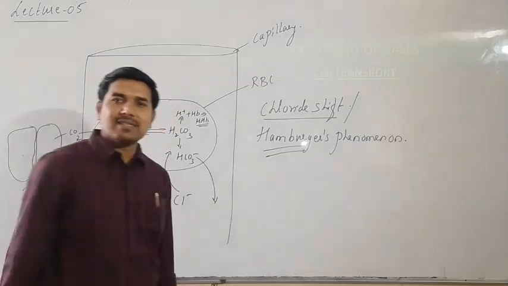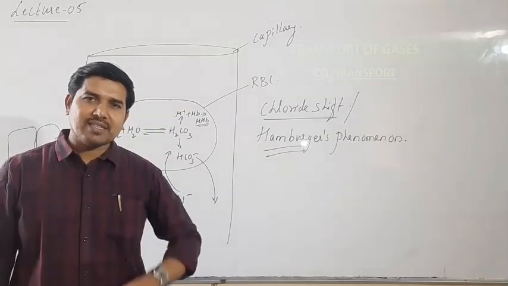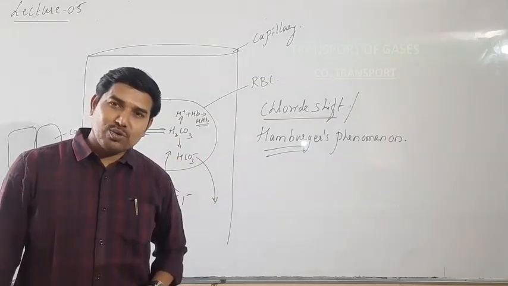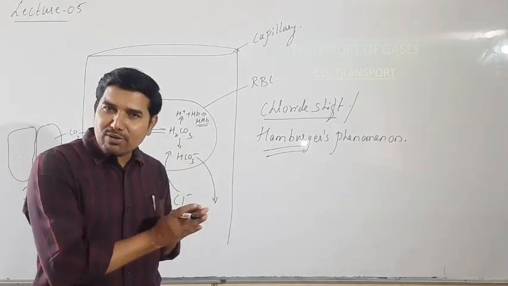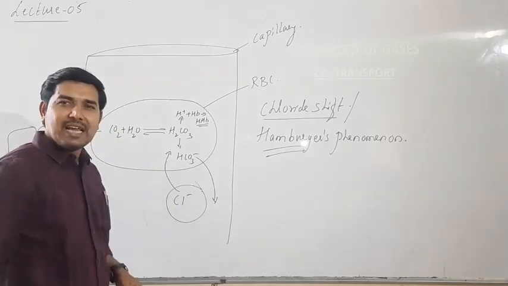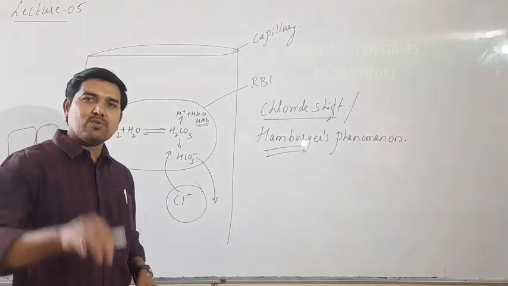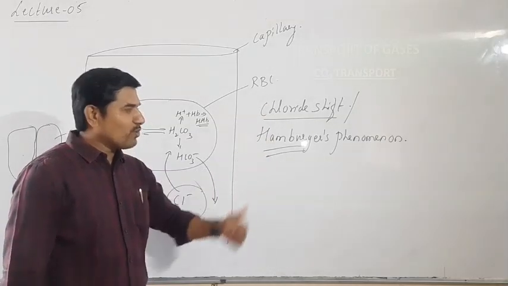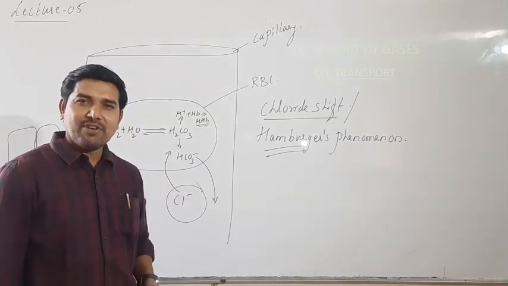Remember, this is the most important question which will be asked in the NEET part. Hamburger phenomenon is associated with which amongst the following ions? Remember, it is associated with the chloride ions, Cl minus ions. So this is what is termed the chloride shift, and this chloride shift is also called Hamburger's phenomenon.